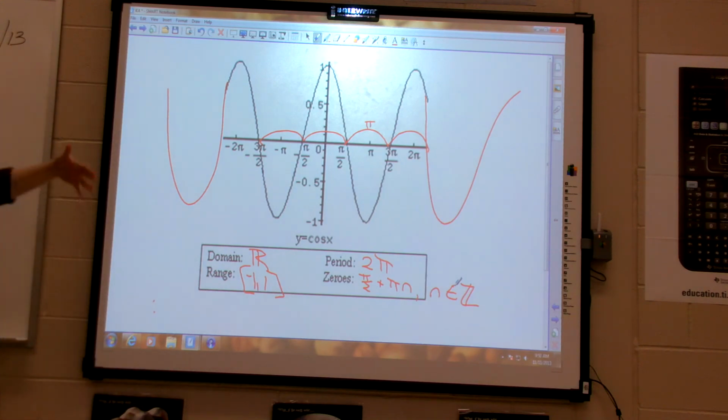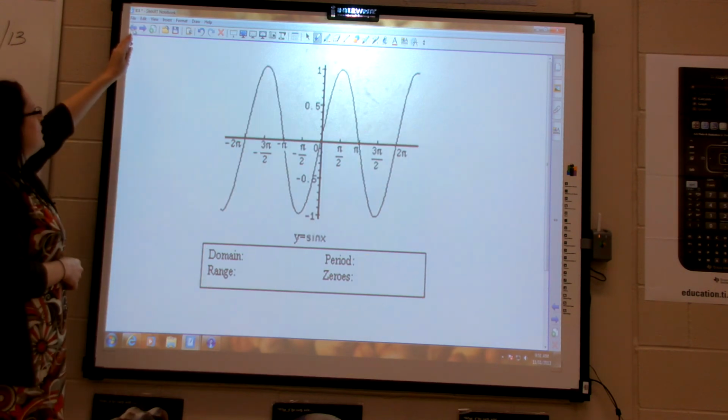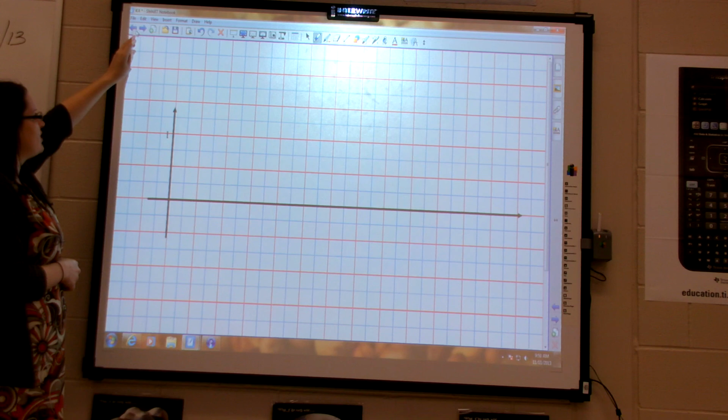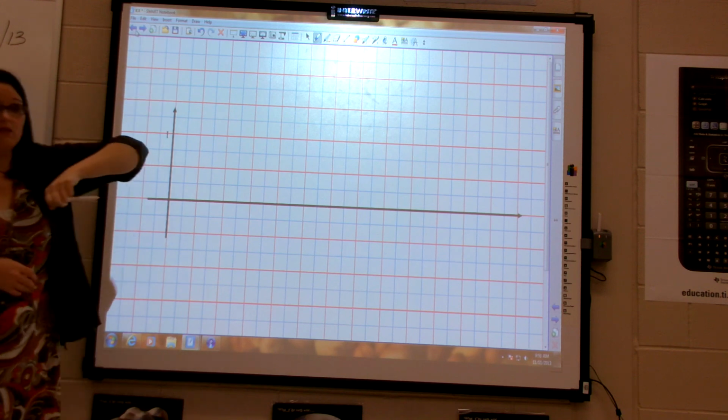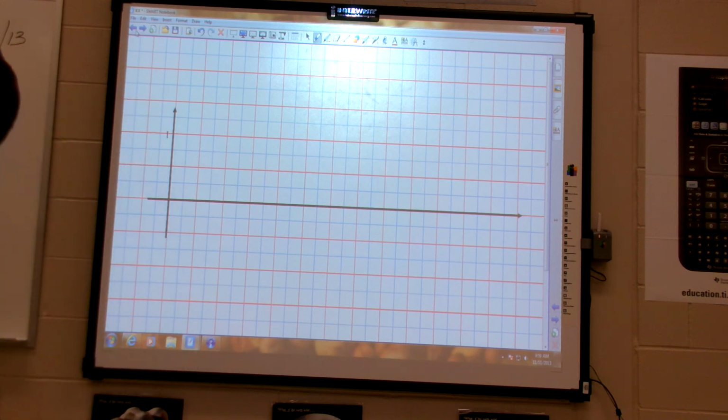Yeah? Beautiful. I expect you to know this graph inside and out, and the properties. Got it? Okay, let's do tangent. The sine is very similar. So, same scale, copy down. Make graph, chop, chop.